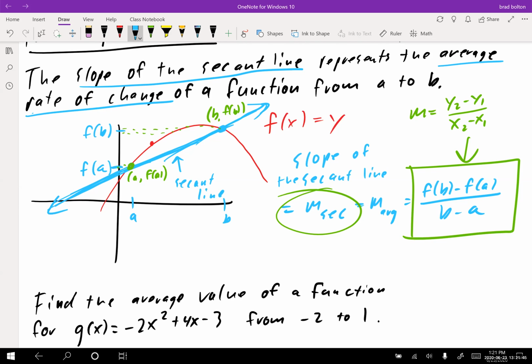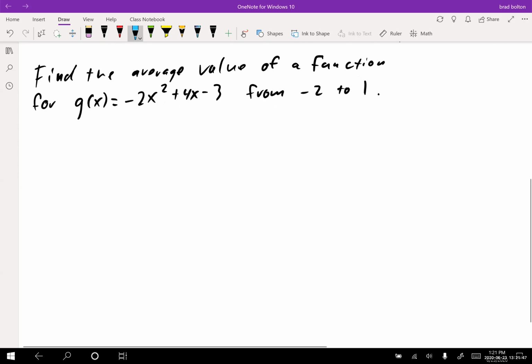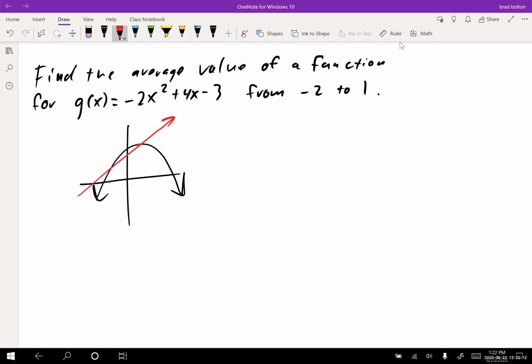Okay, so here's a problem that you'll see in the homework. It says find the average rate of change of the function g of x equals negative 2x squared plus 4x minus 3 from negative 2 to 1. So you have some parabola. We know that this is some parabola. We don't know exactly what it looks like, but it's negative, so it's definitely downward facing, right? And they want to know from negative 2 to 1. And again, I'm just making this up. I have no idea if this is the actual formula. I don't feel like going through and graphing it on my calculator, but the idea is that we're looking for that secant line.